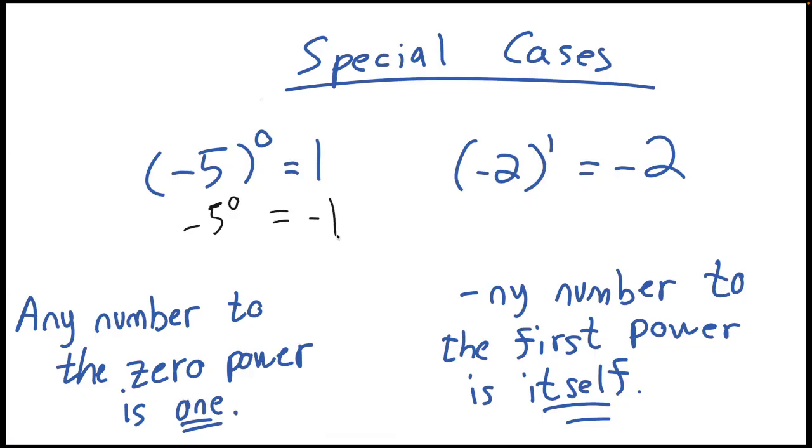And then over here on the right, somehow this got cut off, but this should say any number to the first power is itself. So negative 2 to the first power is just negative 2.